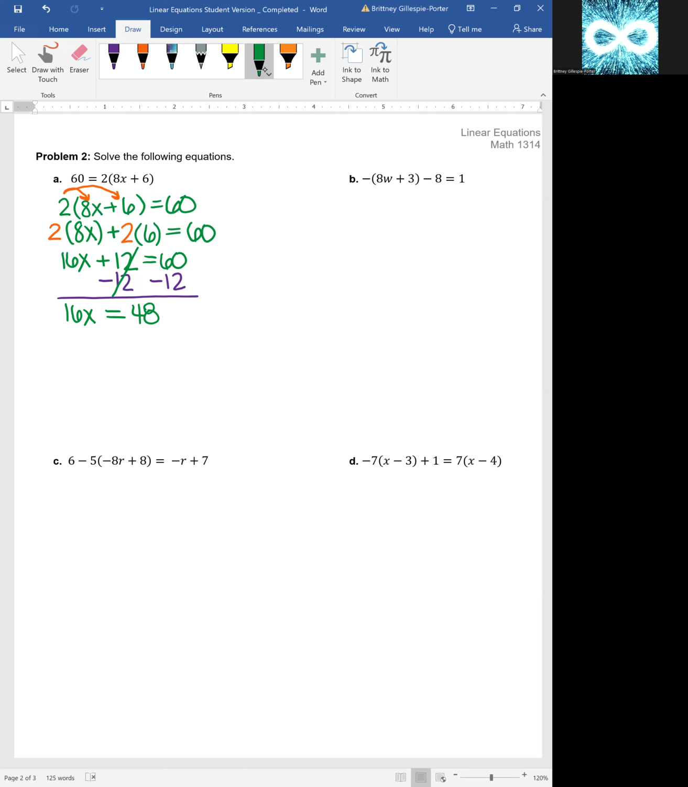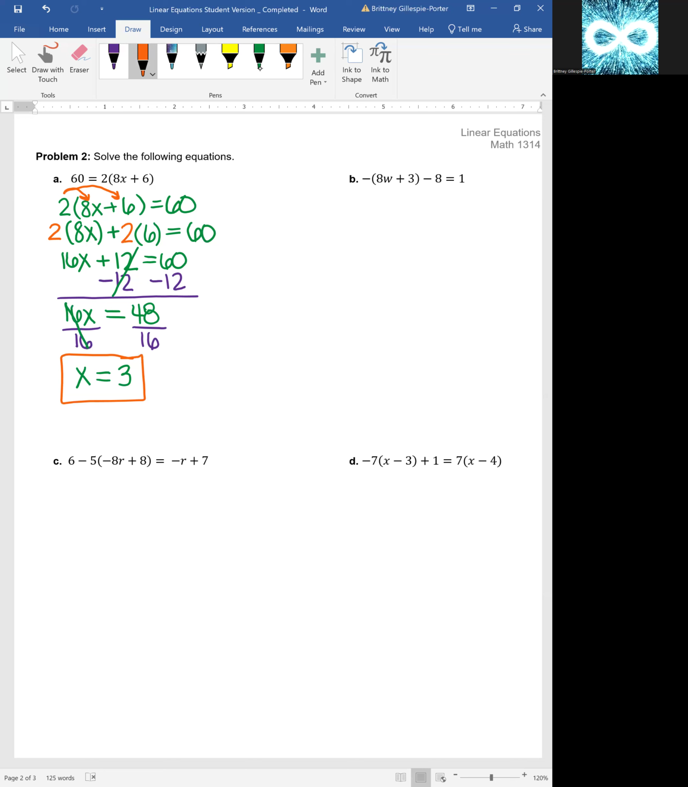The opposite of multiplication is division. So we are going to divide both sides by 16. 16 divided by 16 gets us 1. And again, you can write 1x or just x. And 48 divided by 16 gets us 3. So our answer is x equal to 3. And you can check this answer the same way that we did in our previous ones by plugging 3 in for x and using your order of operations to simplify.